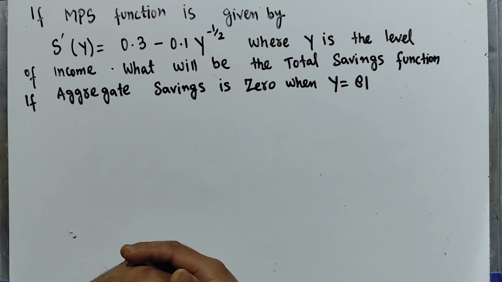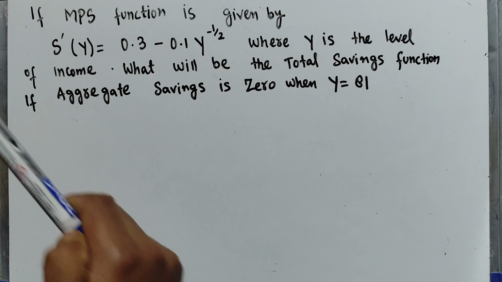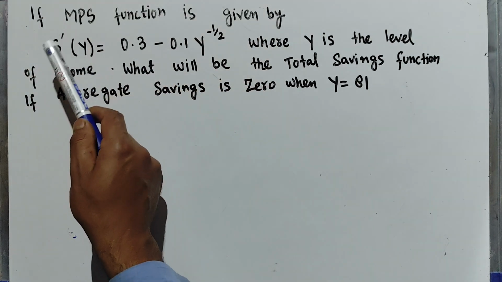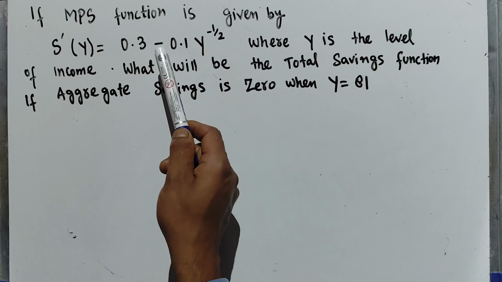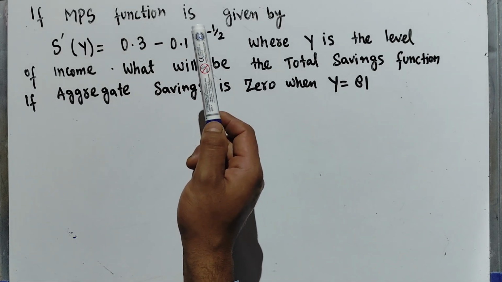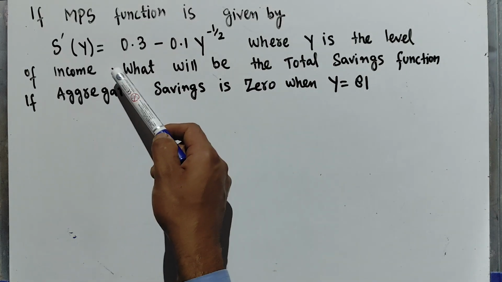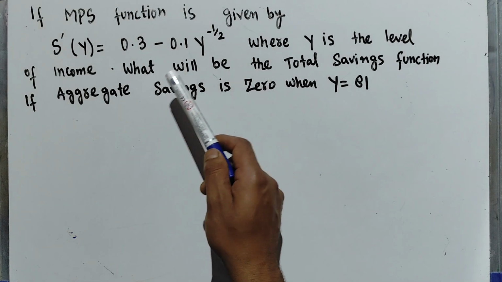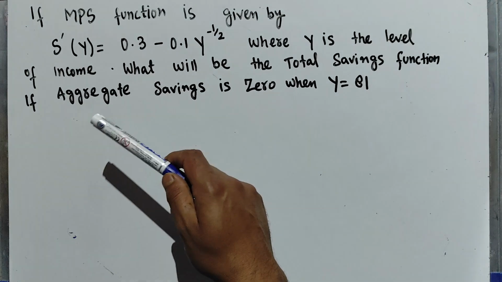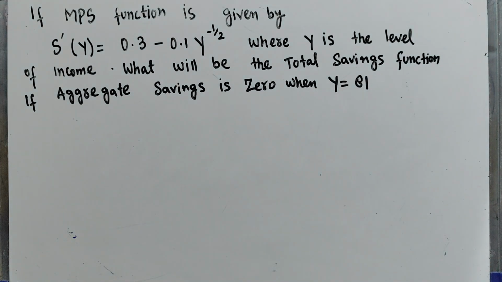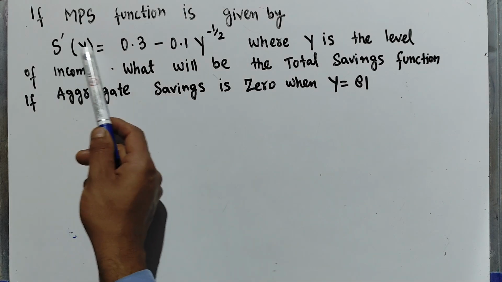Let's solve a question on the application of integration in economics. The question is, if the marginal propensity to save function is given by S'(y) = 0.3 - 0.1 y^(-1/2), where y is the level of income, we have to find out what the total savings function will be if aggregate savings is 0 when income is equal to 81. Okay, so this is our MPS function here.